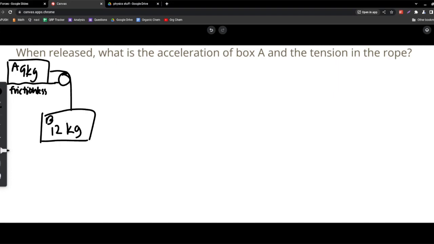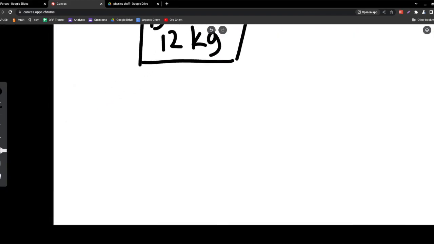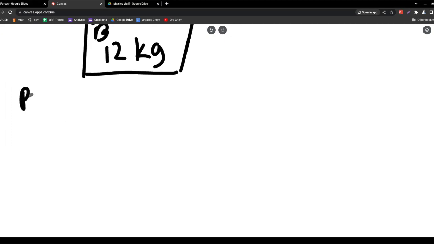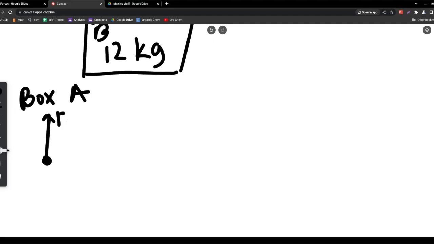Alright, so first off, we want to draw our free body diagrams for both of these boxes because they're going to be different. So for box A, because it's on a surface, there's definitely going to be a normal force, and there's always going to be a gravitational force. And then we also have the tension force, which pulls the box this way, towards the right.